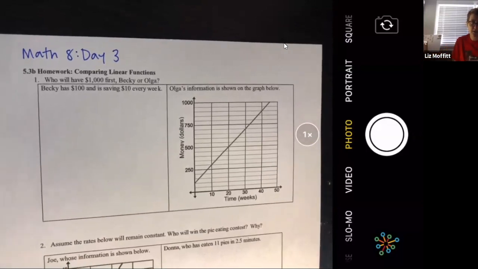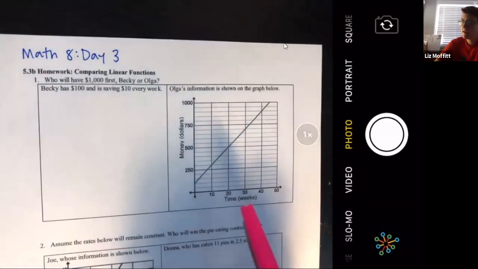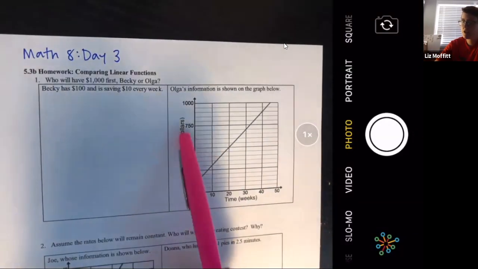This problem says, who will have $1,000 first, Becky or Olga? And in the first box, it tells us that Becky has $100 and is saving $10 every week. In the second box, it says Olga's information is shown in the graph below. And we're given a graph that has time in weeks on the x-axis and how much money she has on the y-axis.